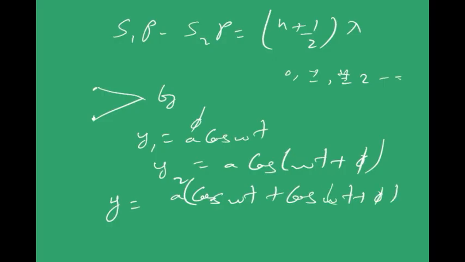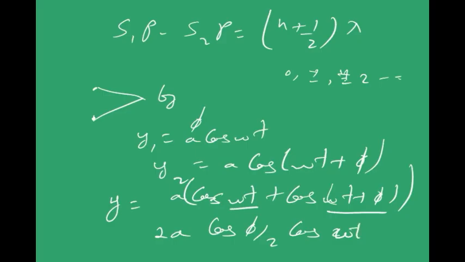There's a mathematical identity which says cos A plus cos B is nothing but 2 cos (A minus B)/2, that is phi by 2, into cos (A plus B)/2, that is omega t plus phi by 2. So this will be my resultant. For coherent sources, at any point phi is constant. Phi may vary from point to point, but at a given point phi is constant, right? So this will be my amplitude and this is some cos term.